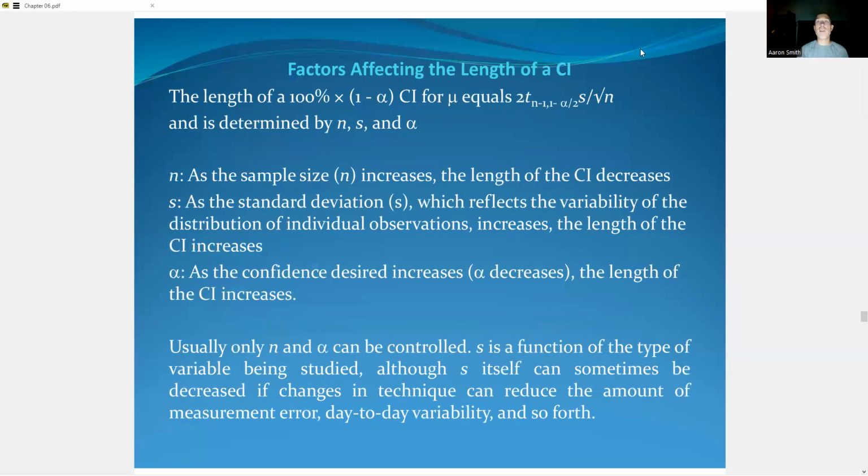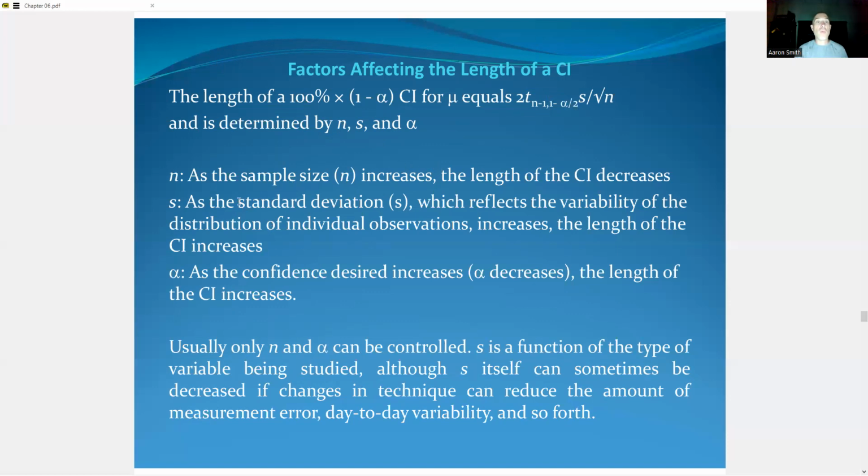So, factors affecting the length of a confidence interval. The length of a confidence interval for mu is equal to 2 times t times s divided by square root n, and is determined by n, s, and alpha, because this reflects how much confidence I want in my interval. As the sample size increases, the length of the interval decreases.